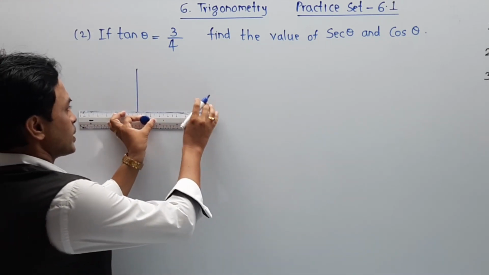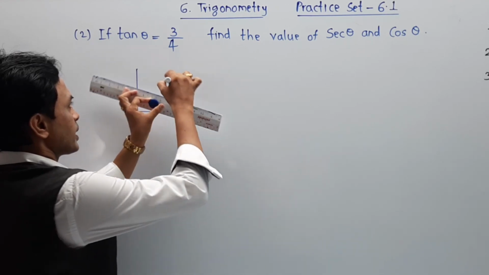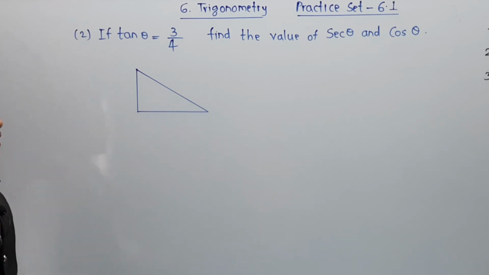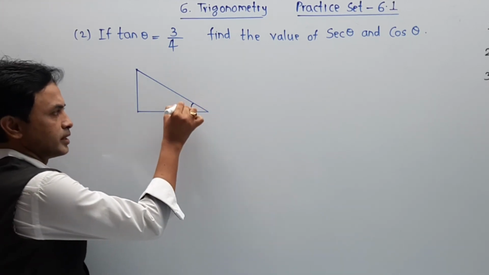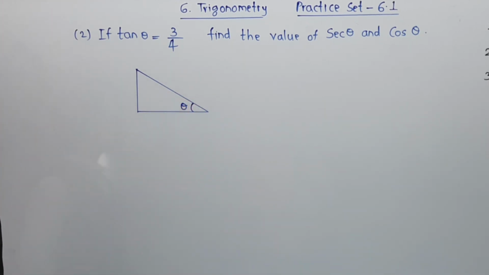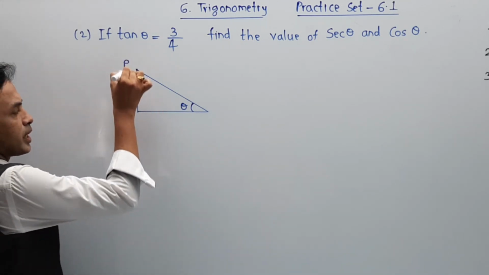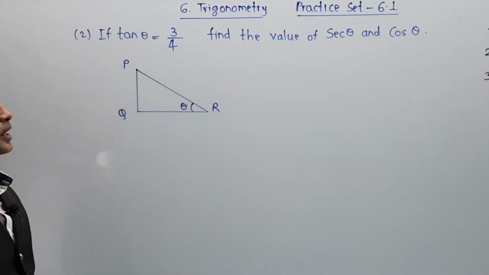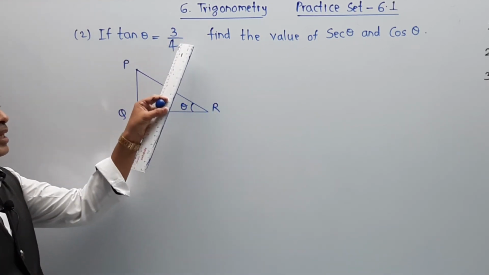So I have drawn one triangle in front of you, and as per the condition, taking one angle over here as theta. Now, they have not given any nomenclature, so I am going to call this triangle PQR. And as per the condition, tan theta is 3 upon 4.